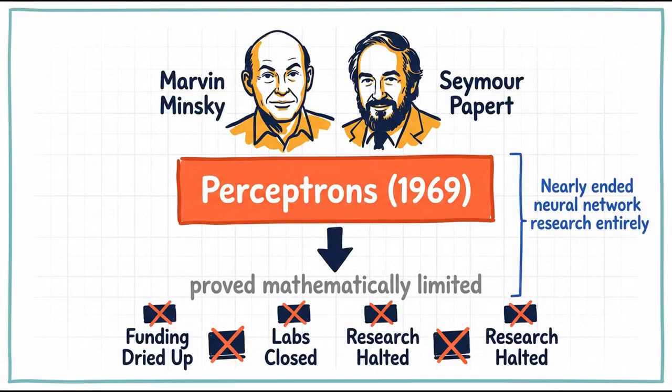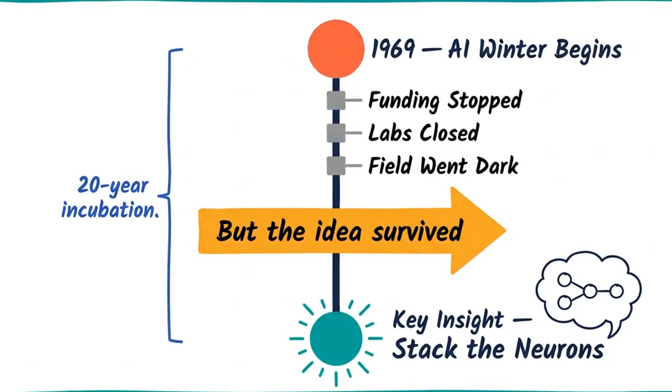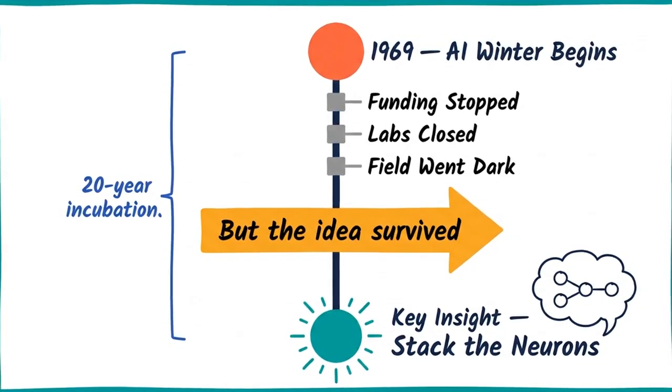In 1969, two of the most respected scientists at MIT published a book that nearly ended neural network research entirely. They proved, mathematically, that the artificial neurons being built at the time were fundamentally limited. Funding dried up, labs closed, the field went quiet, but the idea did not die.